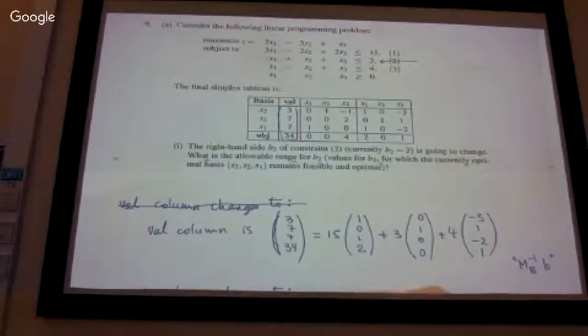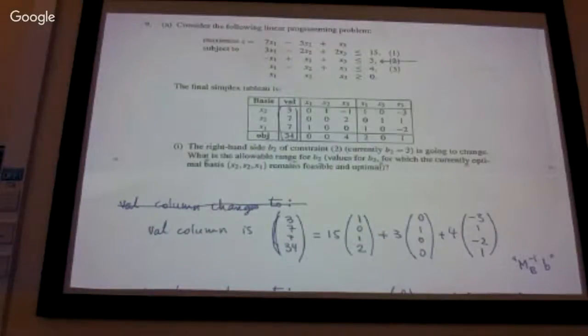Well, the 15 stays 15. Okay. 1, 0, 1, 2. Now the 3 is going to change, and we don't know what it's going to change to, so I'm just going to call it B2. So that's the new B2. 0, 1, 0, 0. Plus 4. The 4 is not going to change, so we've got 4 times minus 3, 1, minus 2, 1. So we get 3. That's still there. Now here we get 4 plus B2.